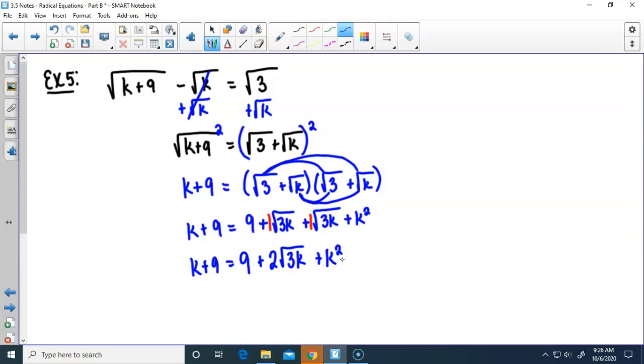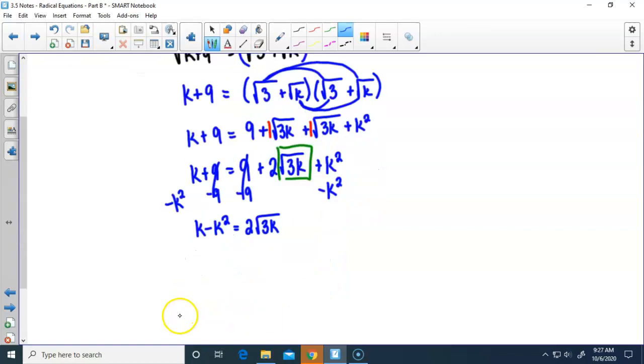And what we need to do now is move everything away from this square root because we're going to have to square both sides again. So I could subtract this 9 right here, which actually is going to cancel on both sides. I also could subtract my k. And so on the left-hand side, I've got k minus k equals 2 times the square root of 3k.